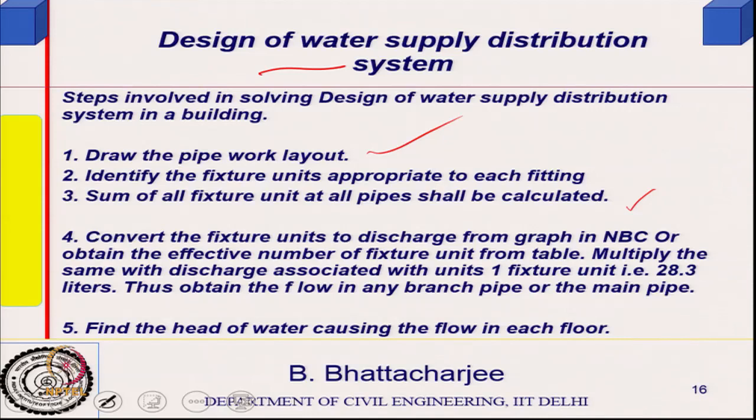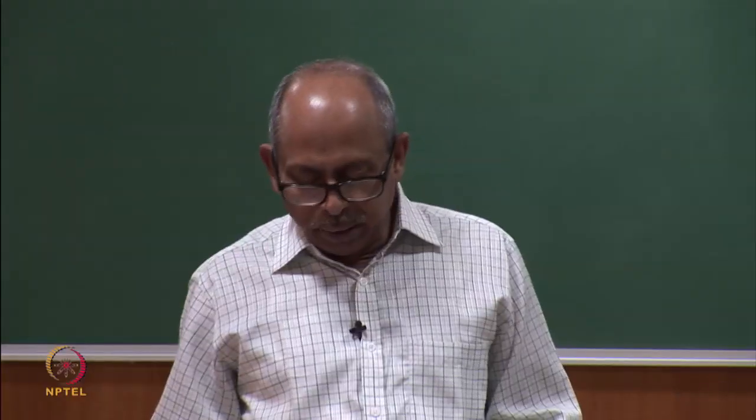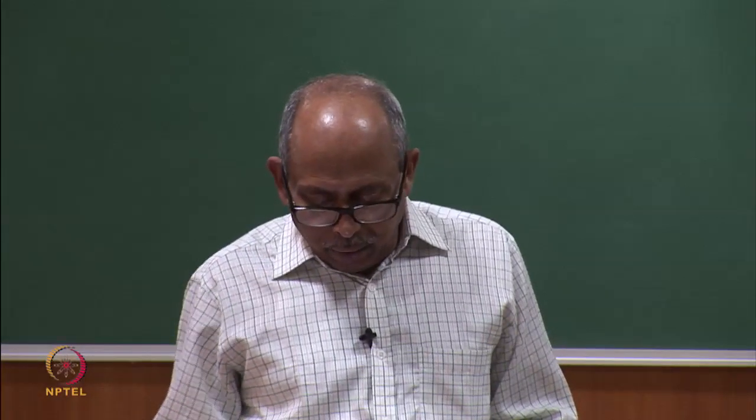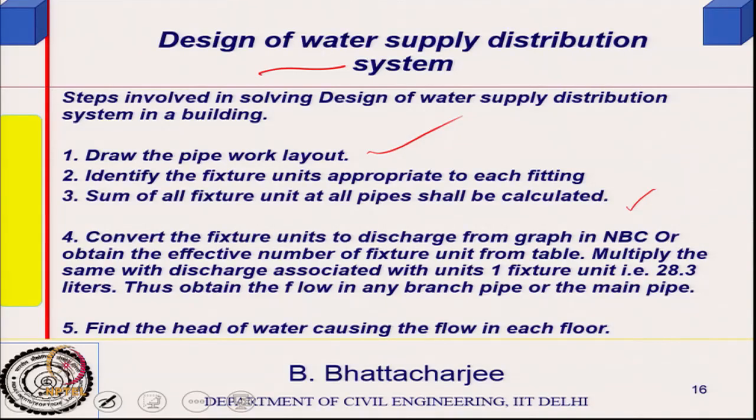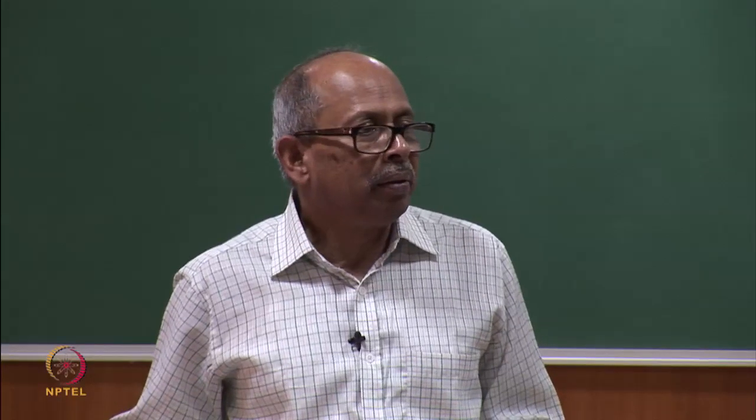Convert this fixture unit to discharge from the graph in the National Building Code, or obtain the effective number of fixture units from the table. There is a table also given, graph is also given, so you can get it from the table. Now, one fixture unit corresponds to 28.3 liters. The discharge from one fixture unit is 28.3 liters. So, if you know the effective number of fixture units, you can find out the Q.